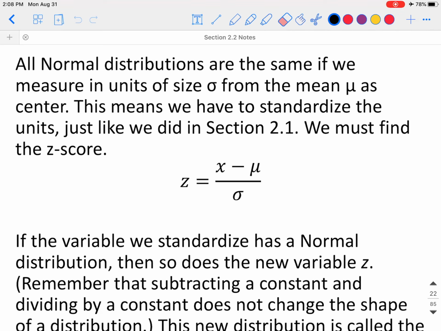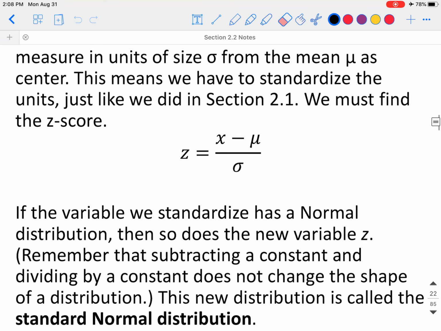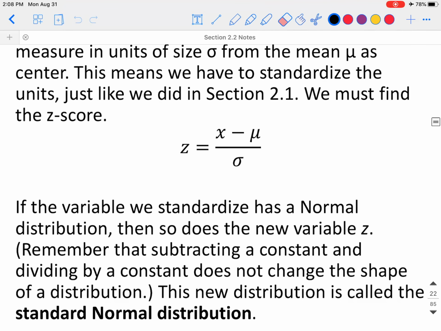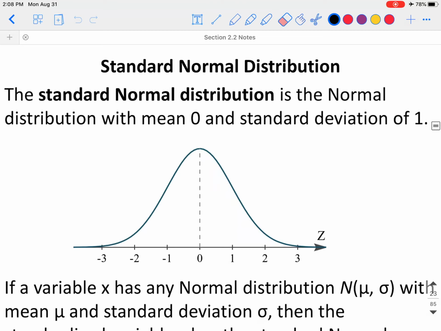If the variable we standardize has a normal distribution, then so does the new variable z. Remember, all we're going to be doing is subtracting a constant and dividing by a constant, and neither one of those things is going to change the shape of the distribution. So if the original distribution is normal, the standardized will also be normal. This new distribution is called the standard normal distribution.